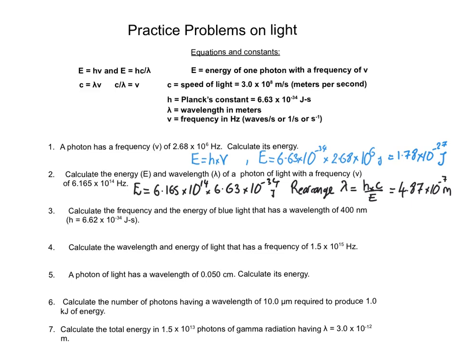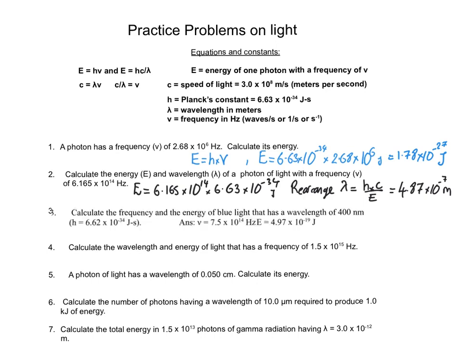In the next question, you'll be given the wavelength in nanometers, and you're asked to find the frequency and the energy of blue light that has this particular wavelength. So what you now need to do is rearrange this equation here to get the energy and the frequency. So the first thing to do is to rearrange this equation here for frequency, but don't forget to convert your nanometers into meters. So once you've got your frequency, which is 7.5 times 10 to the 14, you can then use this equation here. So you've got the frequency times Planck's constant to get the energy, which is 4.97 times 10 to the minus 19 joules.